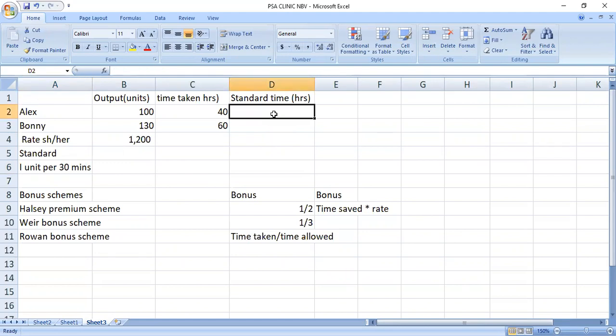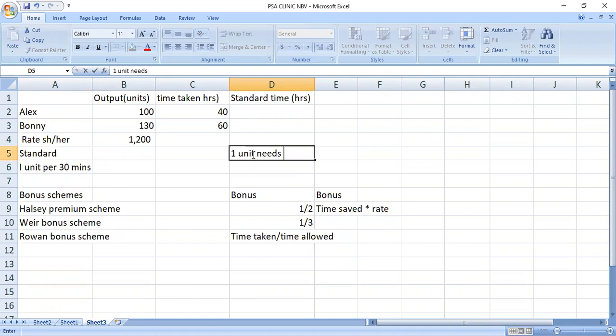So to get the standard time for Alex, you can use simple math English. You just say that one unit needs 30 minutes. And I want to convert 30 minutes to hours, so that will be a half. It needs a half hour. How do I mean by that? You're saying that 60 minutes, I want to be a little organized, so I'm going to write it.